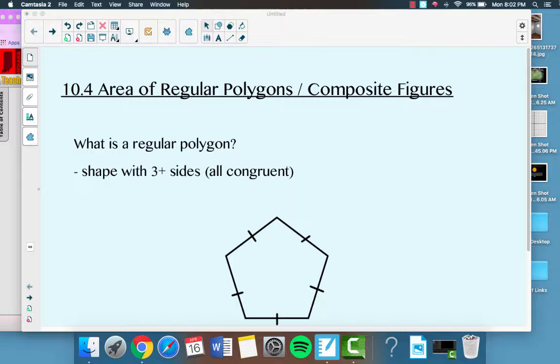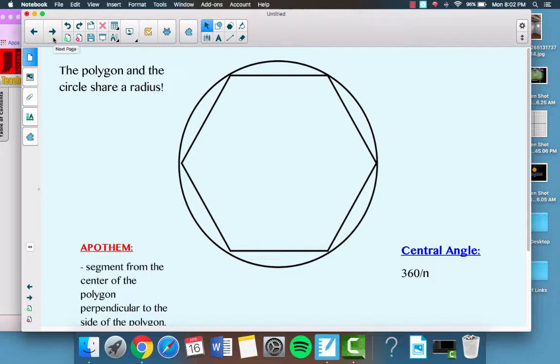And I just put on here a reminder of what a regular polygon is. Remember that it is a polygon or a shape with all congruent sides. That's what the word regular means. So in this section we're going to be focusing on shapes that have all equal sides. That's going to be really important for our formula. Okay? So let's talk about our regular polygons and some unique characteristics that will be helpful today to develop our area formula.